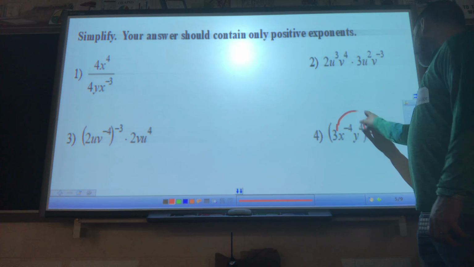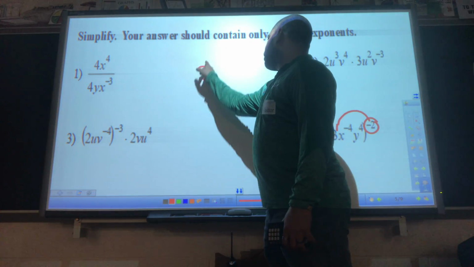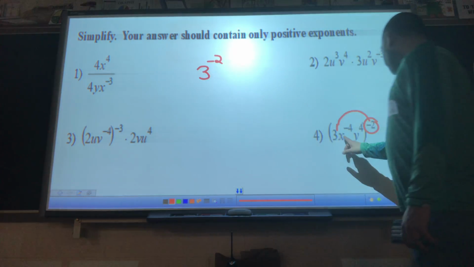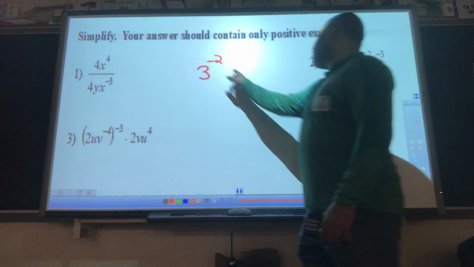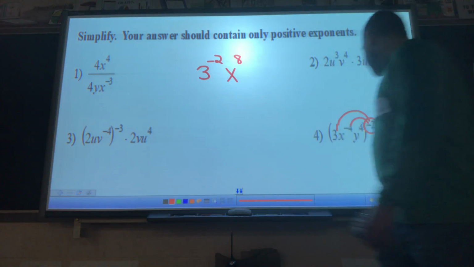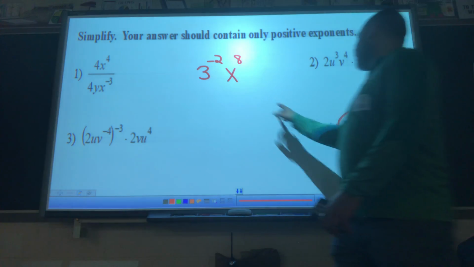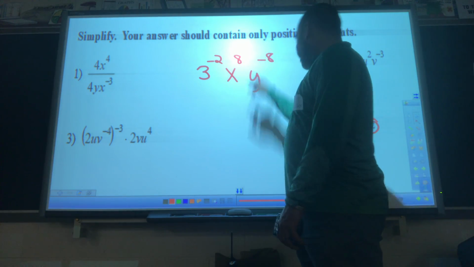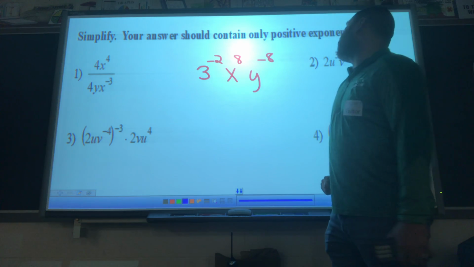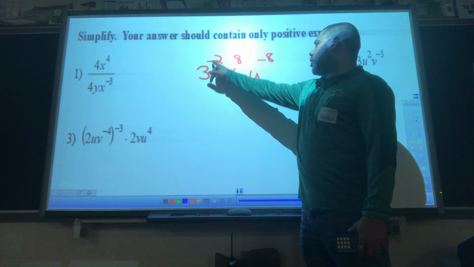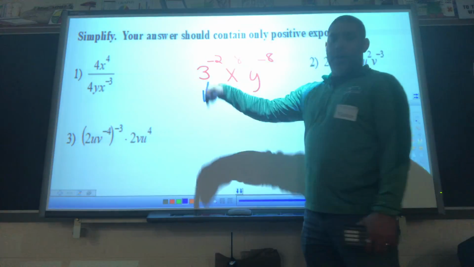So for the 3, 1 times negative 2 is negative 2. For the x, negative 4 times negative 2 is positive 8. For the y, 4 times negative 2 is negative 8. And then I need to take care of my negative exponents. Remember, the negative exponent just means I need 3 squared on the bottom.